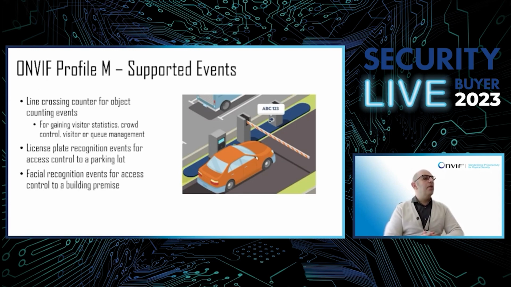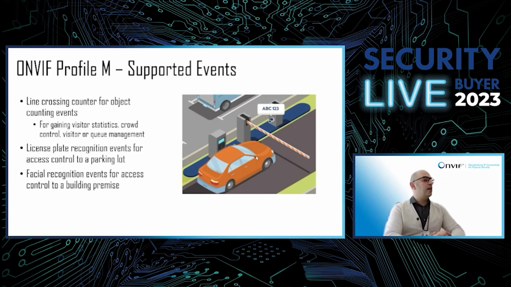ONVIF Profile M also supports events. Events such as line crossing and counter for object counting events. That could be a people counting application utilizing that functionality, or counting a number of cars on a parking lot. That could be used for such applications as queue management or crowd control, etc.